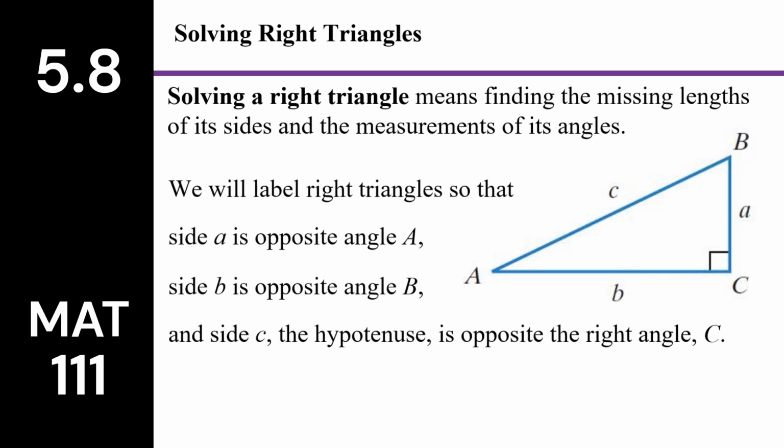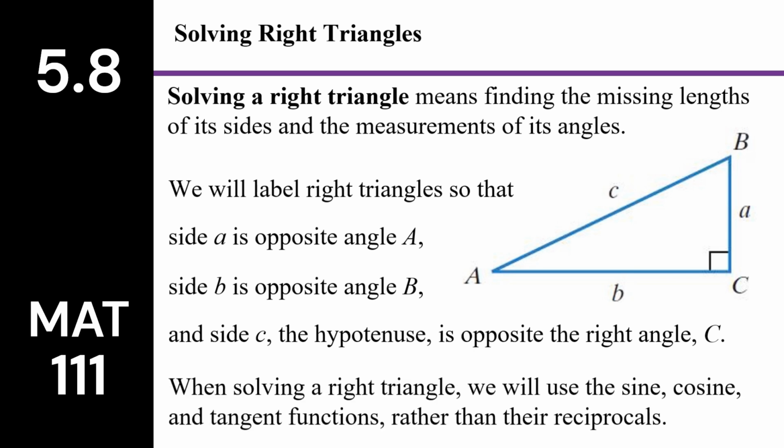Note that we have lowercase side a across from angle A, side b across from angle B, and side c, the hypotenuse, is across from the right angle. When solving a right triangle, we'll use sine, cosine, and tangent functions, mostly because they have buttons on the calculator.